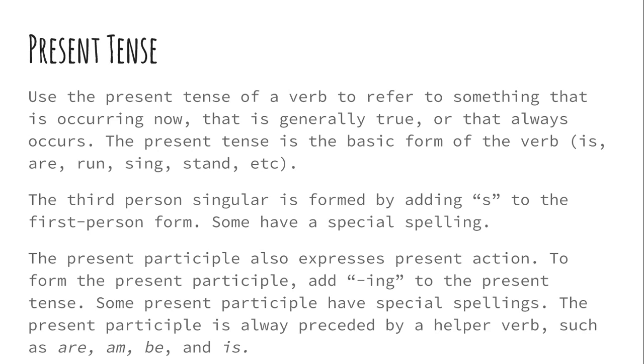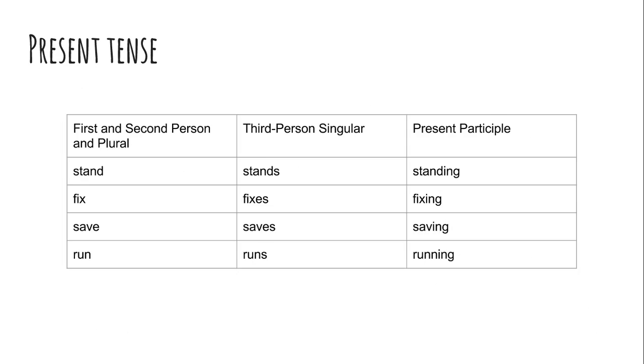The third person singular is formed by adding s to the first person form. Some third person singular forms have special spellings. The present participle also expresses present action. To form the present participle, add ing to the present tense. Some present participles have special spellings. The present participle is always preceded by a helper verb, such as are, am, be, and is.